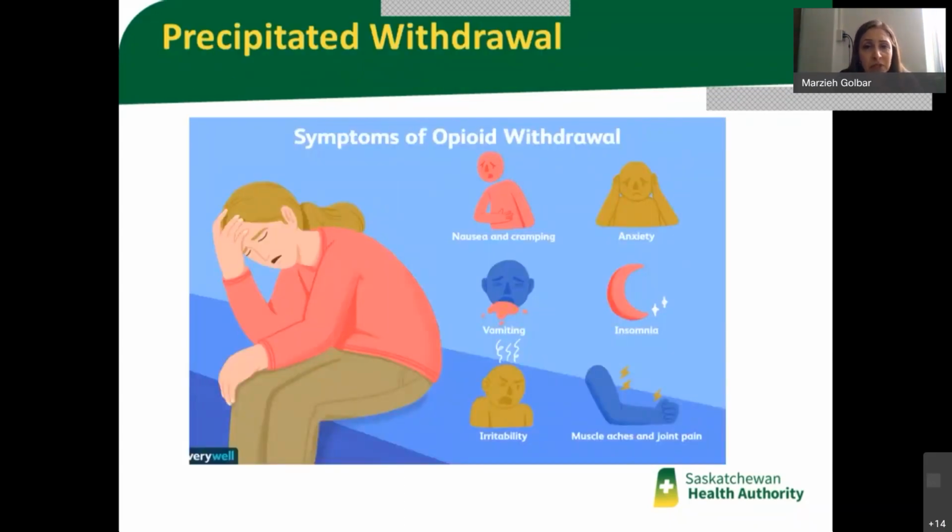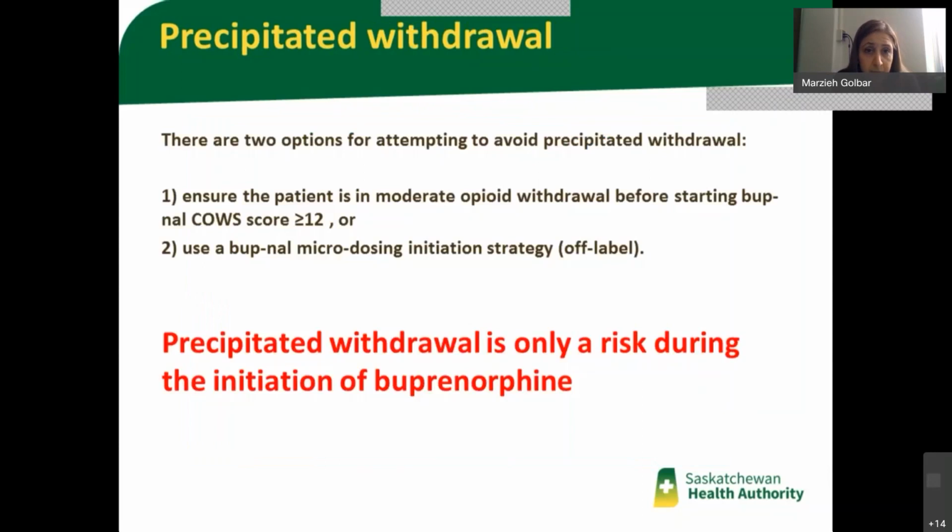So precipitated withdrawal, what is it? It's nausea and cramps, vomiting, anxiety, insomnia, irritability, and muscle aches and joint pain. And it can be very severe. And for management of these withdrawals, one approach is induction. When you want to start the patient on Suboxone, they usually start at 2 to 4 milligrams, and the patient has to already be at a COWS score of 12 or a CINA score of 17. But really, for patients, this is not very good. Not everybody can handle this sort of thing. So immediately microdosing comes to mind, and lots of providers are making use of that, especially at CBC.